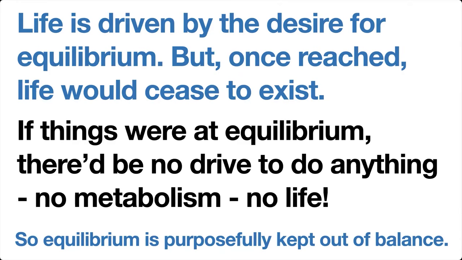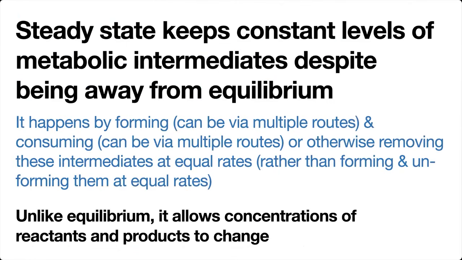Although life is driven by that desire to reach equilibrium, if you actually reached it, life would cease to exist. And so we keep equilibrium out of balance, but we still want to have reliable levels of things. We want to have controlled levels of things. And this is going to introduce us to this concept called steady state. Steady state is where we're keeping constant levels of metabolic intermediates despite being away from equilibrium. It happens by forming, and this can be via multiple routes, and consuming, which again can be via multiple routes, or otherwise removing intermediates at equal rates, rather than forming and unforming them at equal rates.